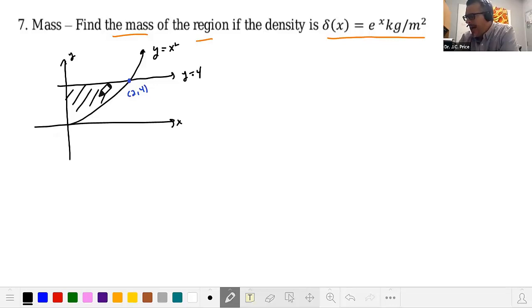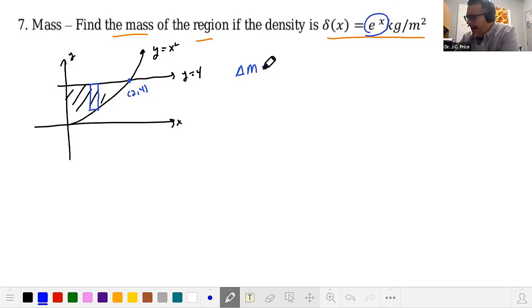And so how do we find that mass? We have to find a small change in the mass. And so to do that, we're just going to take a little piece of area here, and I'm going to go vertical, although you could do horizontal if you wanted to, I guess. Although, the density depends upon this x there. So I guess it would make more sense to go vertical.